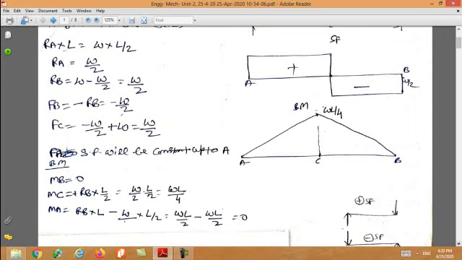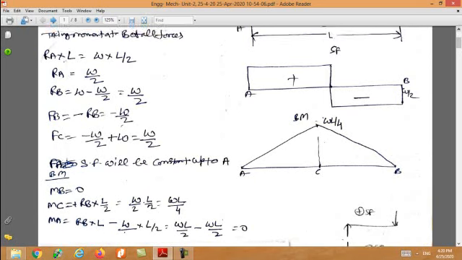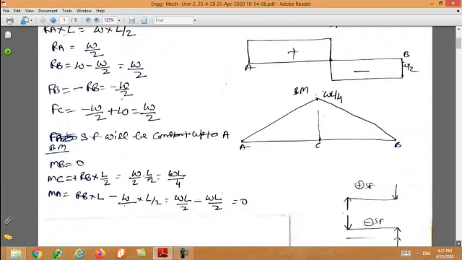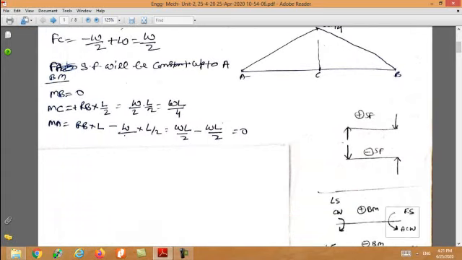Now calculate the bending moment at B. According to the rules, the bending moment will be 0 at the supports. So MB is equal to 0, and at C it is equal to RB into L by 2. Why is it positive? Because the movement of this load according to C is anti-clockwise, and in this diagram anti-clockwise is positive. So it is finally WL by 4.